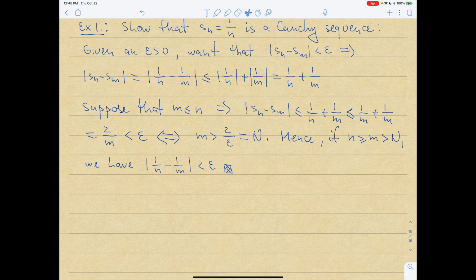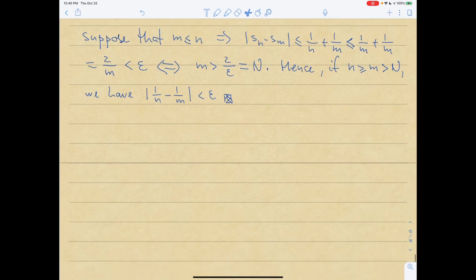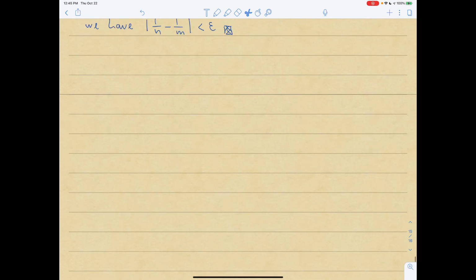All right, so the sequence 1 over n is a Cauchy sequence, but we also know that 1 over n is a convergent sequence. So then, next I would like to show that actually convergent and Cauchy would mean the same thing. And so let's do a theorem number 1. Theorem 1.